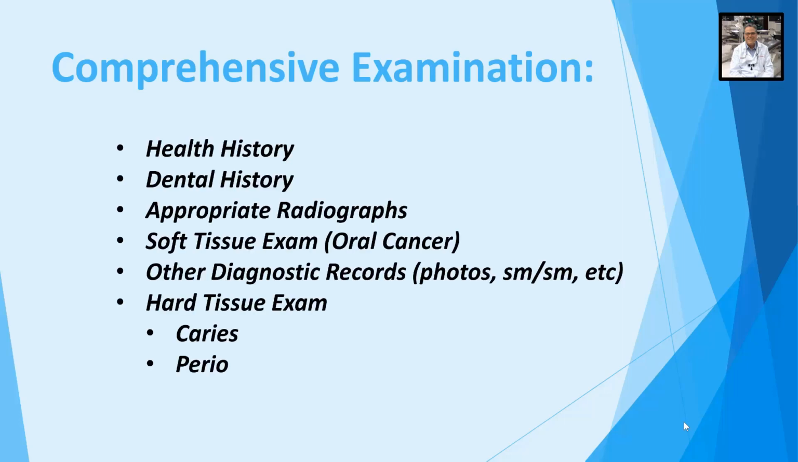And so, of course, we need a health history, dental history, appropriate radiographs, soft tissue exam, always checking for oral cancer. Other diagnostic records might be photos or study models. And a hard tissue exam, certainly we look for caries and periodontal disease. And so now we have a new component we have to add, and we're going to call it an occlusion examination. So when we do an occlusion examination, not only do we need to look, but we need to write, and we should have a diagnosis.